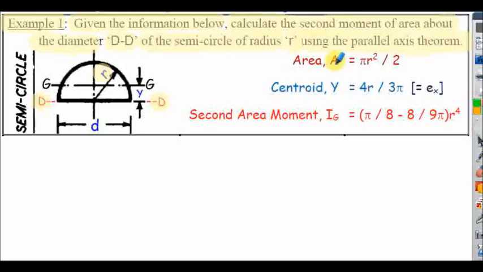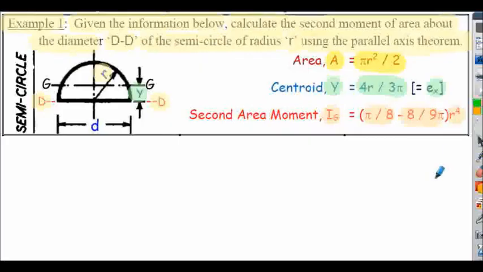So to calculate the area of the section, that would be pi r squared divided by 2 for a semicircle. To calculate the centroid or the y location, they use the notation EX in the table on the previous slide. I'll use convention y here. And instead of the decimal, I'm using the exact value, which is 4r divided by 3 pi. So the y is actually the EX on the previous slide. And the second moment of area for this semicircular section, again using the exact value here, is pi divided by 8 minus 8 divided by 9 pi, multiplied by r to the power of 4.